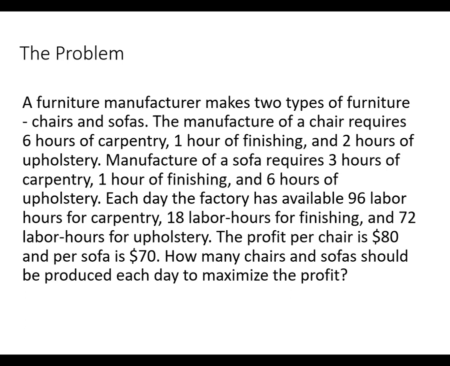A furniture manufacturer makes two types of furniture, chairs and sofas. The manufacture of a chair requires 6 hours of carpentry, 1 hour of finishing, and 2 hours of upholstery. The manufacture of a sofa requires 3 hours of carpentry, 1 hour of finishing, and 6 hours of upholstery. Each day the factory has available 96 labor hours for carpentry, 18 labor hours for finishing, and 72 hours for upholstery. The profit per chair is $80 and per sofa is $70. How many chairs and sofas would be produced each day to maximize the profit?